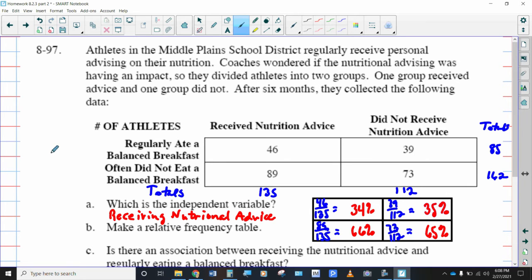All right, relative frequency tables. Athletes in the Middle Plains School District regularly receive personal advice for their nutrition. Coaches wondered if the nutritional advising was having an impact, so they divided athletes into two groups. One group received the advice and one did not. After 6 months, they collected the following data.